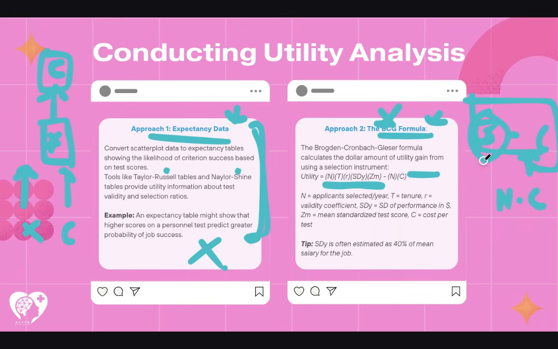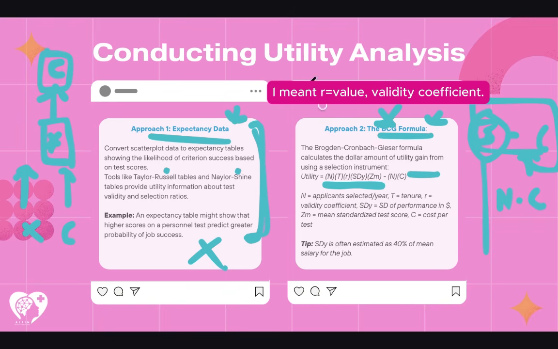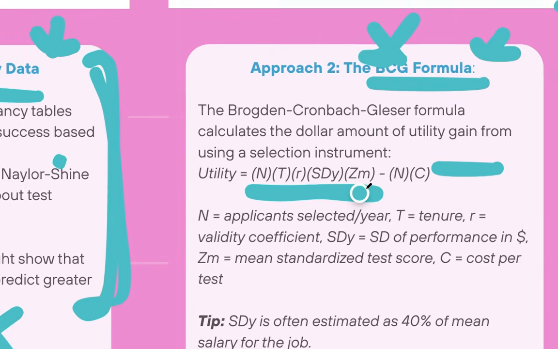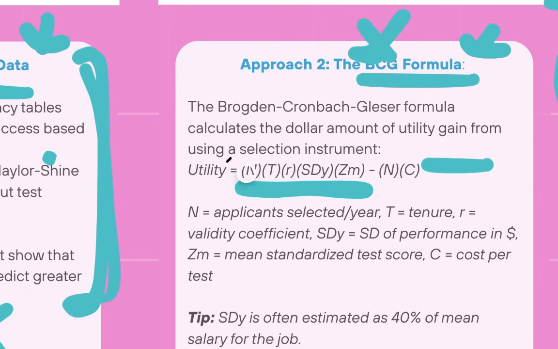According to Brogden, it's the number of applicants times the average tenure in that position times the criterion validity. Remember when we get our validity, there is an R value, a reliability coefficient. Once we have that for the test, we put it in the formula. Next is the SDY. This one is difficult to fill in because it is basically an estimate. Unlike the average tenure, where you average how long, for example, 100 employees stay in that position.